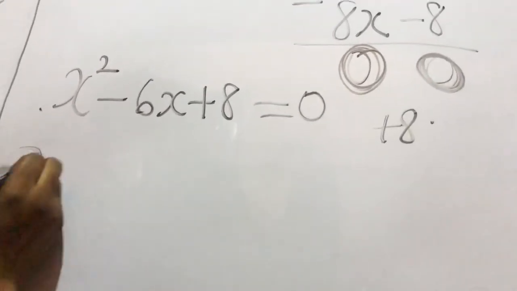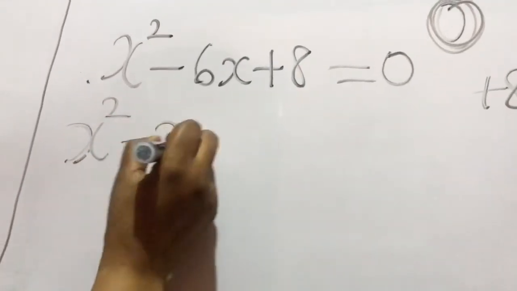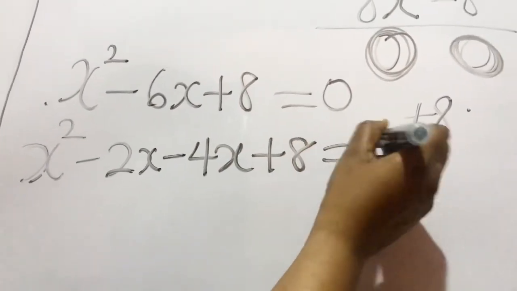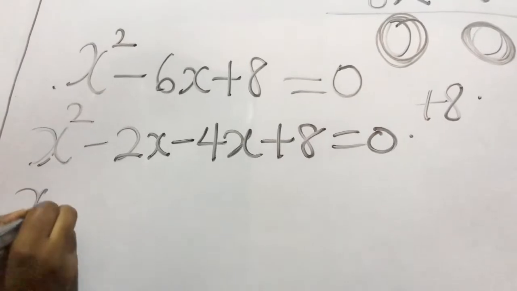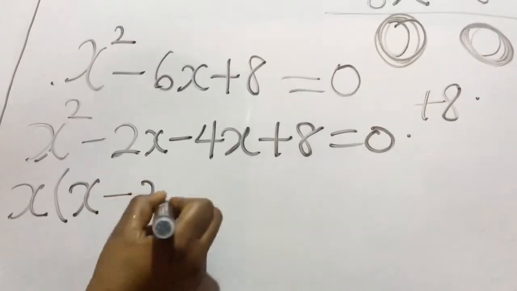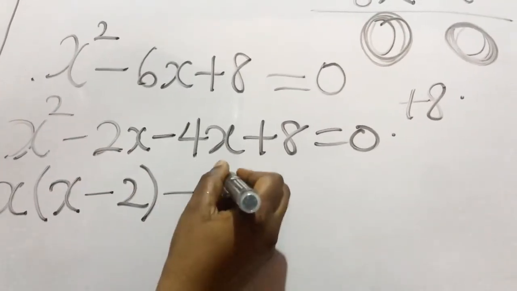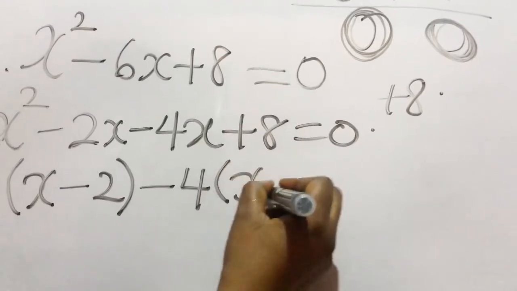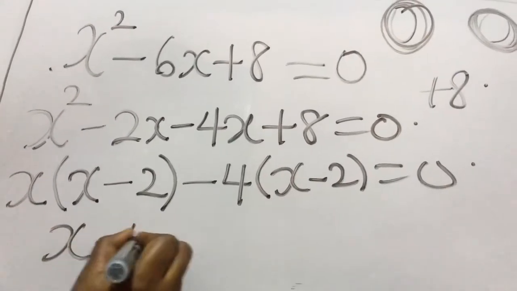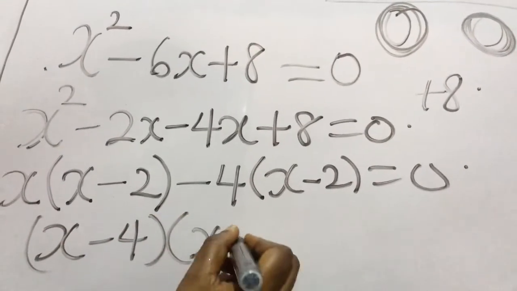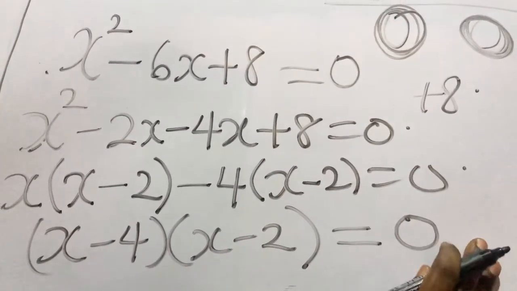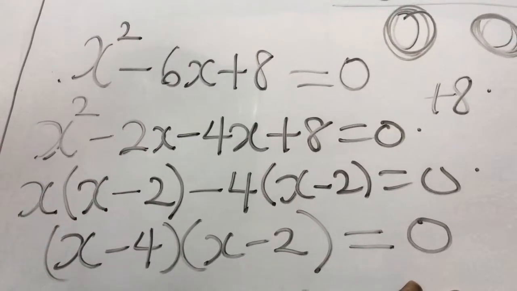So x squared minus 2x minus 4x plus 8 is equal to 0. So here x is common to this one. So I have x, then minus 2. Then if I bring out minus 4 out here, I will have x minus 2 be equal to 0. So then I have x minus 4 multiplied by x minus 2. If you have any issue with quadratic equation, you can watch my videos. We have done a video on that quadratic equation.